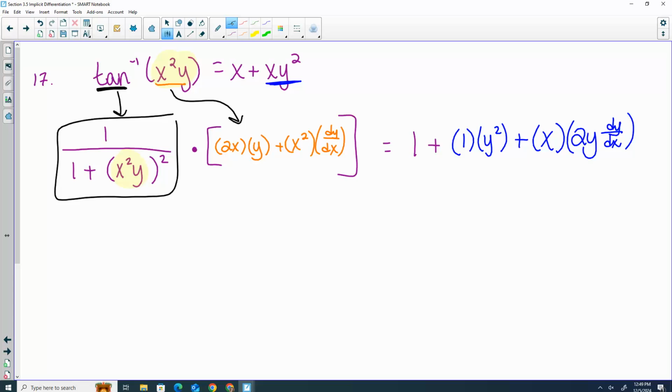Now, we would like to clean this up somehow, wouldn't we? Yes, please. Just a little bit. Okay, so this will give me 1 over 1 plus x to the 4th y squared, times, and here I have 2xy plus x squared dy dx.